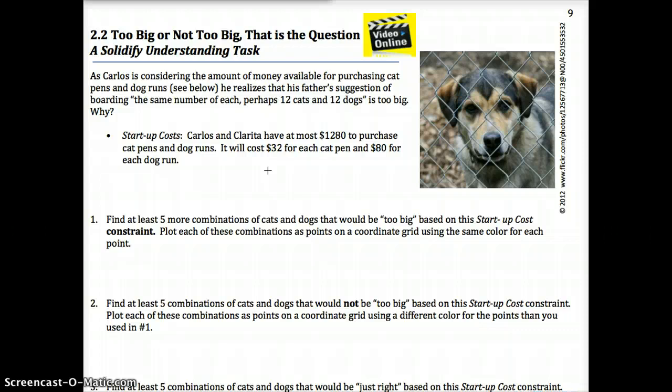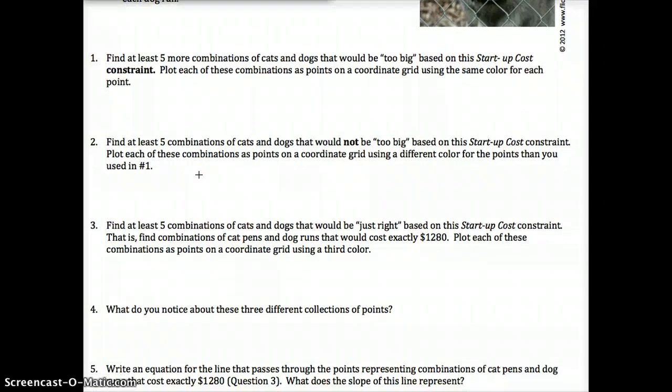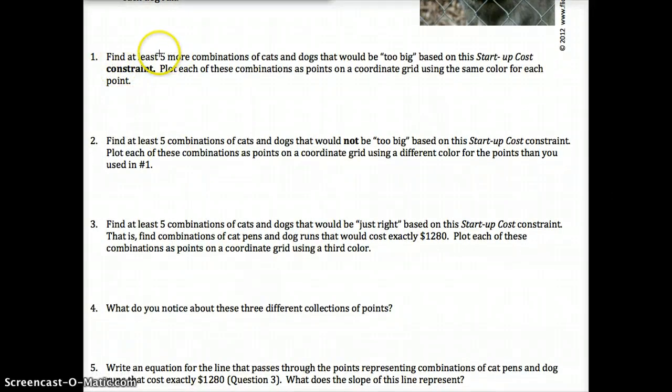Okay, so for the 2.2 task, too big or not too big, for someone to get full credit, they need to have everything filled out. For number one, they should have at least 5 combinations of cats and dogs that are too big. Those combinations should be listed here. Then you have at least 5 combinations that are not too big, and those should be listed here. And they should have 5 combinations that would be just right, and those are listed down here.